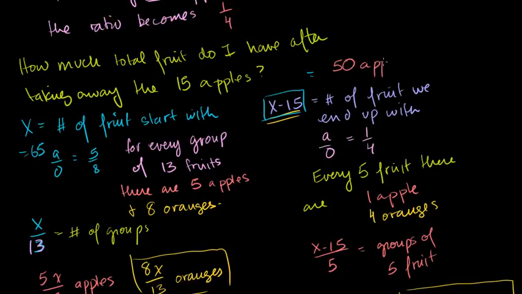50 pieces of fruit. That's what they're asking for. 50 pieces of fruit. If you want, you can go on and figure out how many apples you started with, you finished with, the number of oranges, or whatever else. But this is what they were asking. How much total fruit, not the number of apples, total fruit do I have after taking away the 15 apples?